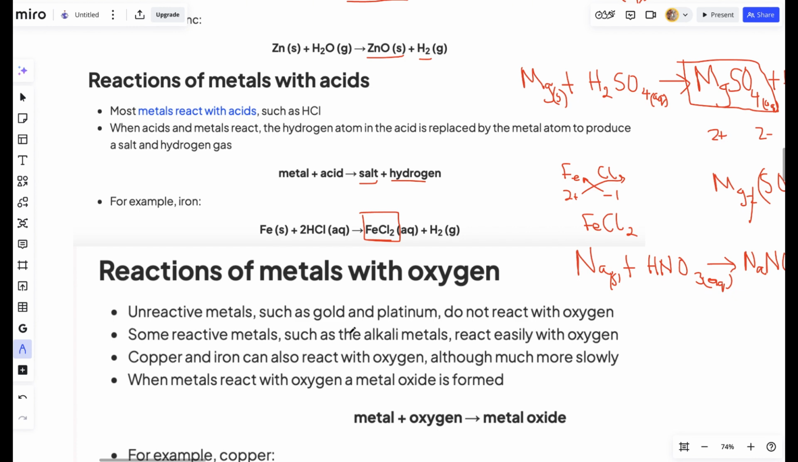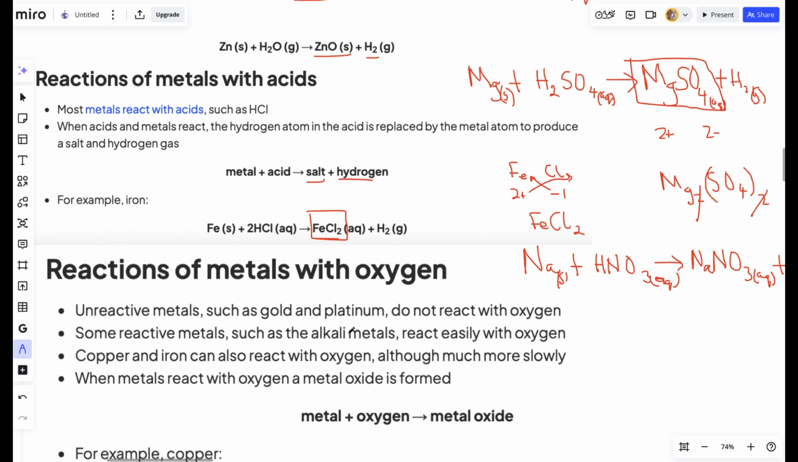We took sodium reacting with nitric acid to produce sodium nitrate and hydrogen gas. We took magnesium reacting with sulfuric acid to produce magnesium sulfate, a salt. This is a salt, this is a salt, and this is a salt. Okay, the type of salt that is produced depends on the type of acid that is used. Okay, now that's that for that.